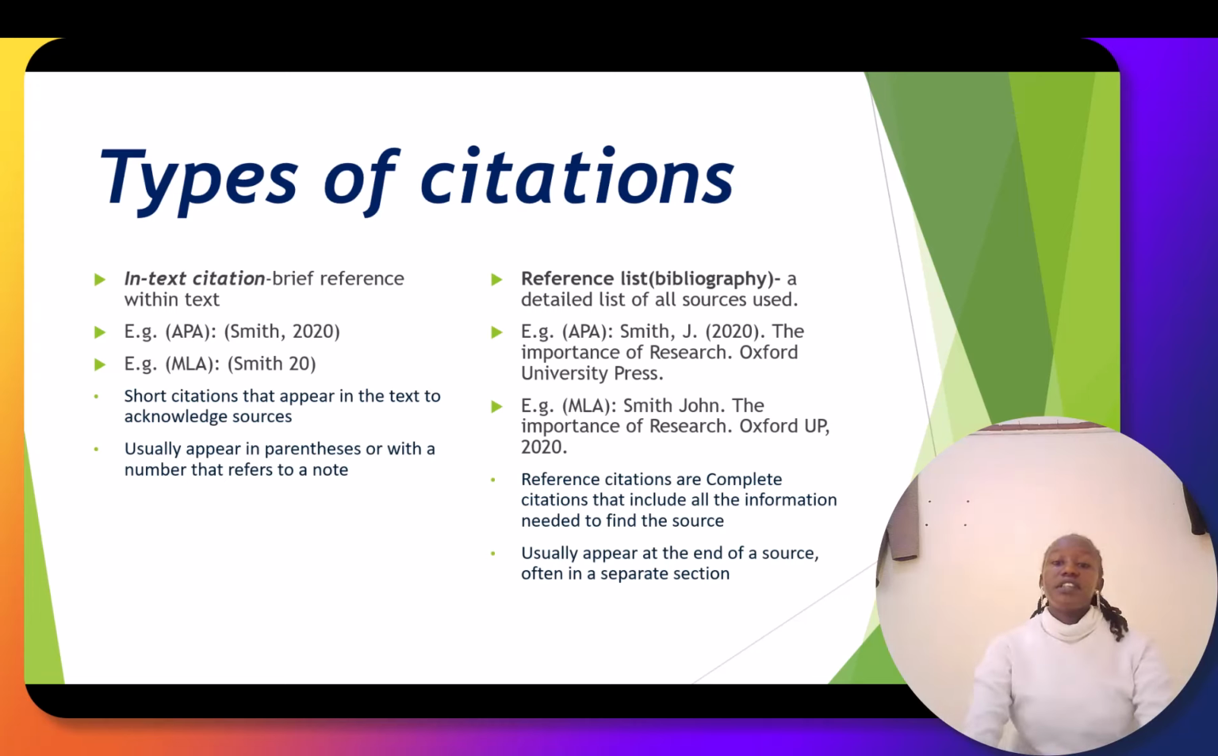Another way of calling it is the word bibliography, a detailed list of all sources used. Then, an example, e.g., Smith, J., bracket 2020, The Importance of Research, Oxford University Press. Now, this one is in MLA style, that is Smith. You don't always put a comma and you have to write the whole name, John.